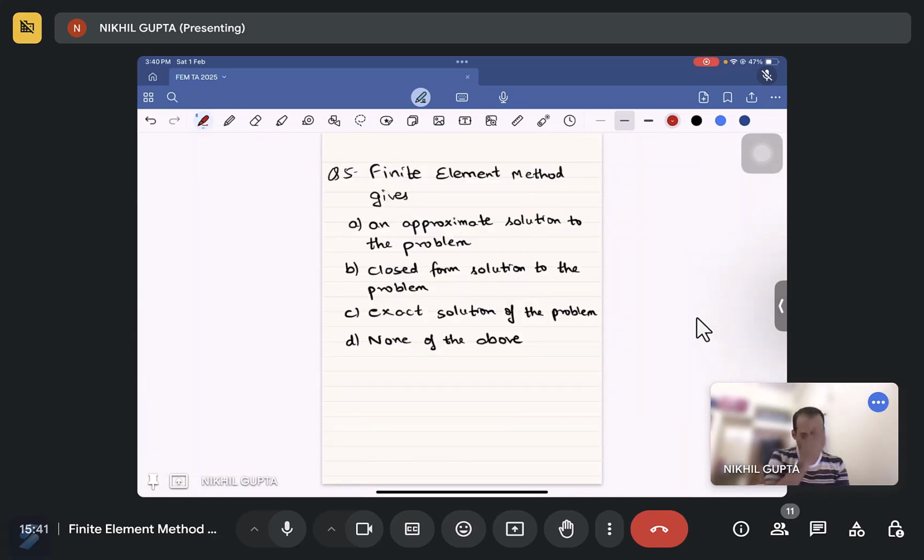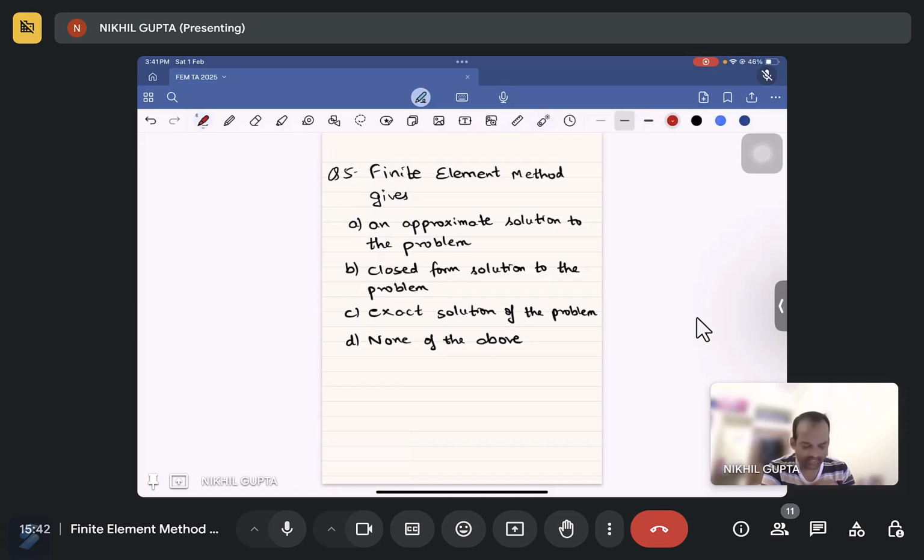So this is a theoretical question, the same one which we have solved. I think you can give the answer for this. It's A, approximate solution. What do you understand by this closed form solution? Is it something related to the boundary condition?